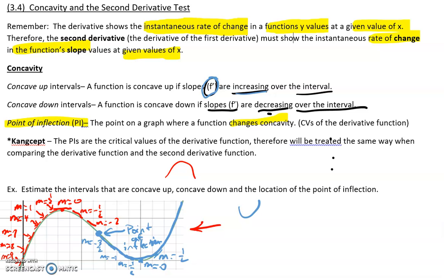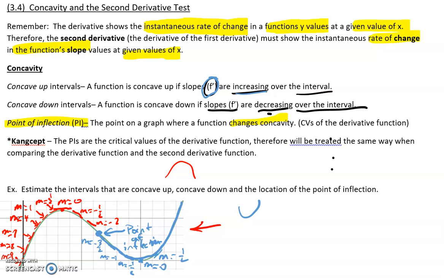Now, points of inflection will relate to the first derivative when we use the second derivative, right? Points of inflection will be like the critical values of the first derivative function. Just as the critical values for a regular function can be found using the first derivative, points of inflection will be found for the derivative using the second derivative.